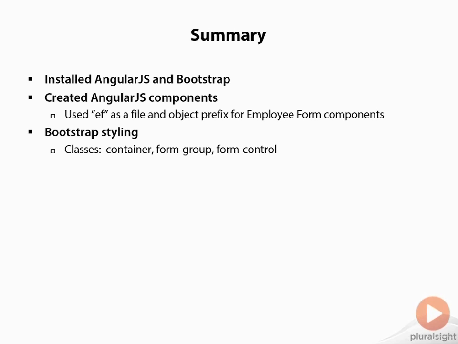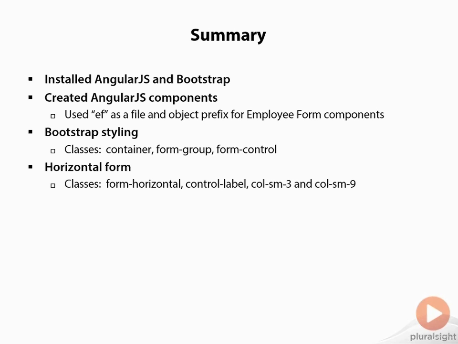our form. Next, we created a horizontal form using more Bootstrap classes. Form horizontal was placed on the form tag. Control label was used to add Bootstrap styling to the label of input controls. And we split up Bootstrap's 12-column grid with the column small 3 and column small 9 classes. We used the HTML elements field set and legend to divide our form into sections with titles.